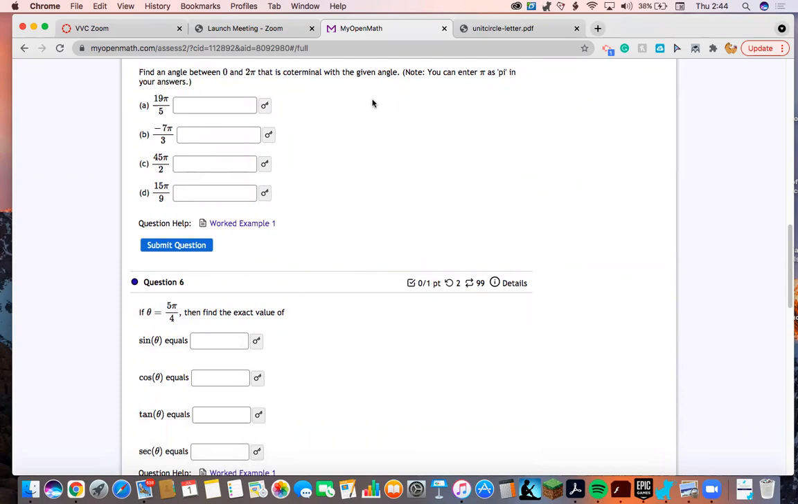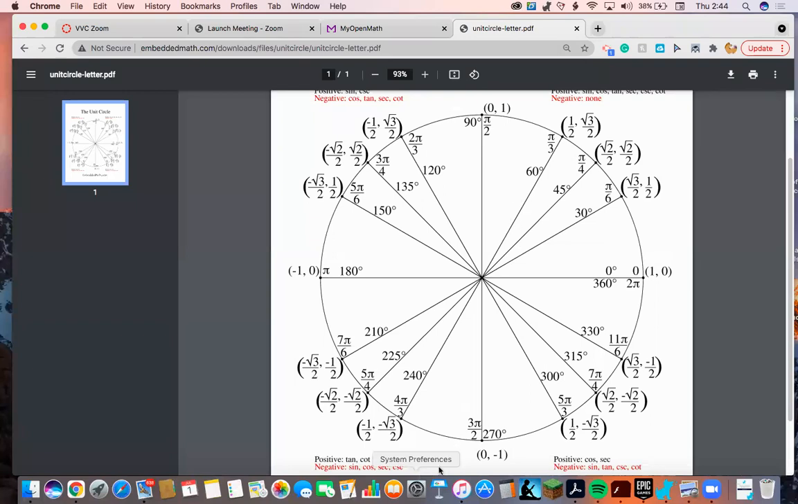Number 5. Okay, going coterminal. We've done this with degrees, but here we are with radians, and it gets a little weird. So if I have 19 pi over 5 radians, remember, just like with degrees, when we're going coterminal, it's good for us to notice, say we had something like 1,000 degrees. Well, how many 360s is that?